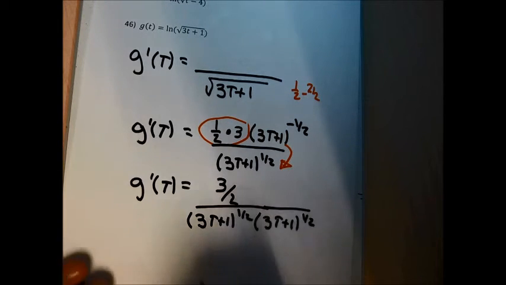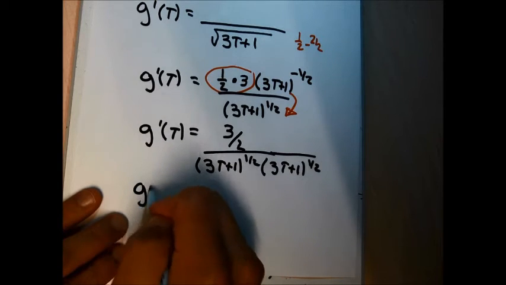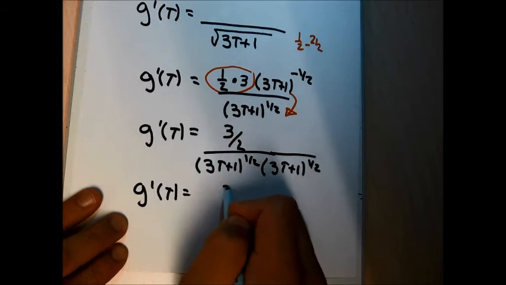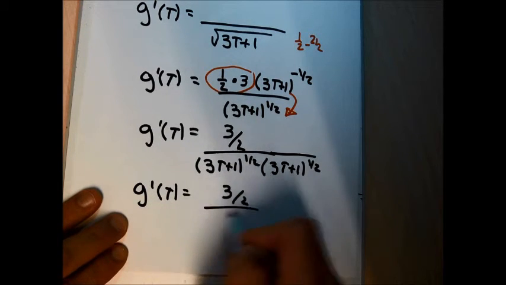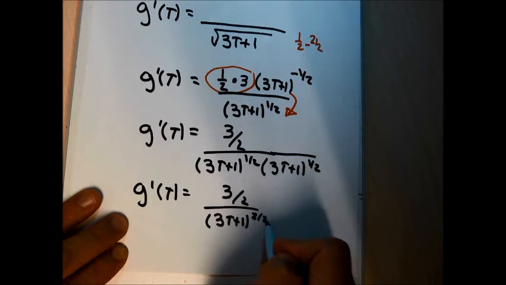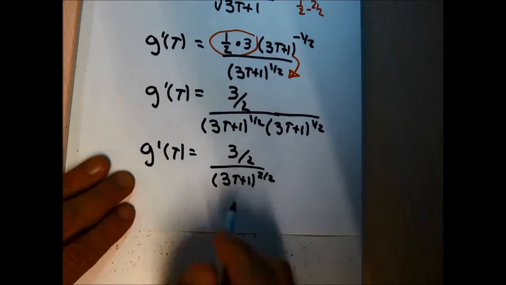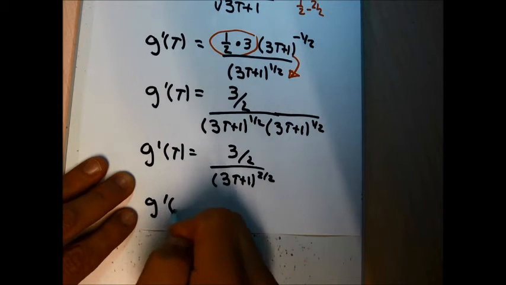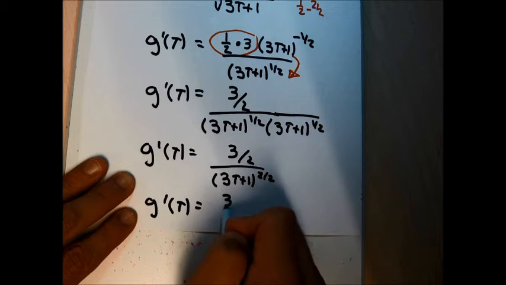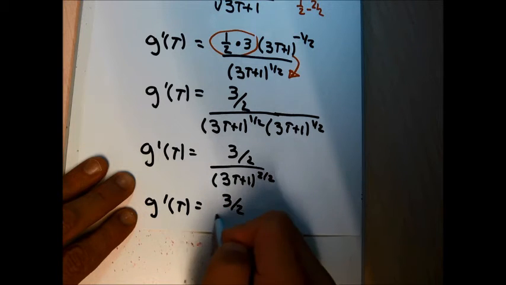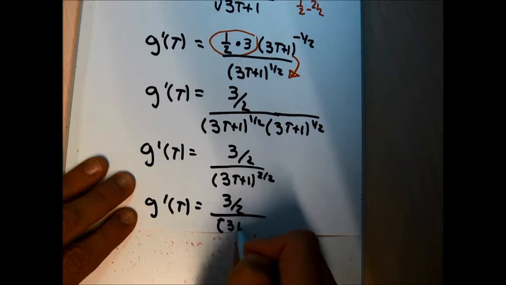And then I'm going to add the exponents. So I'm going to get g prime of t equals 3/2 over 3t plus 1 to the 2/2. And that's just 3t plus 1, because we get an exponent of 1. So I get g prime of t equals 3/2 over 3t plus 1. I probably don't need the parentheses anymore.